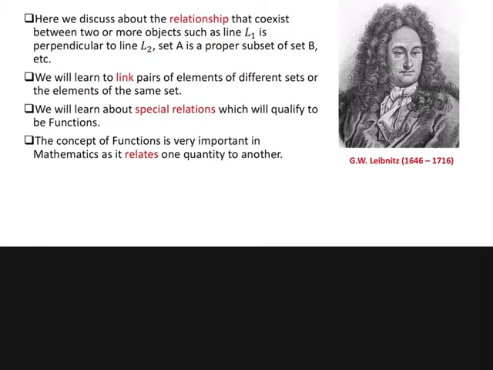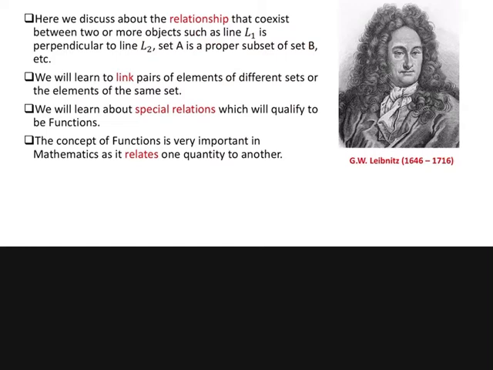So this chapter deals with the relationship that coexists between two or more objects. Suppose, like me and you guys, we are all human beings, right? So that is also kind of a relationship. But we take those relationships into maths also. Like line 1 is perpendicular to line 2. Like set A is a proper subset of set B. So set A and set B are related in some way, right? That's what this chapter is all about.